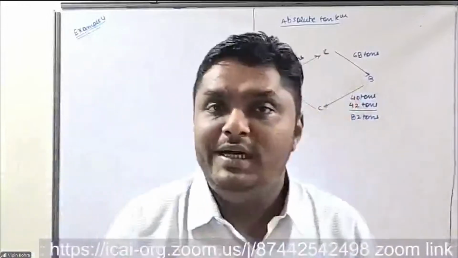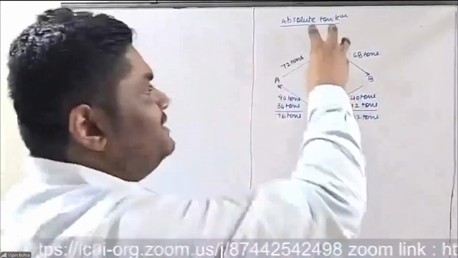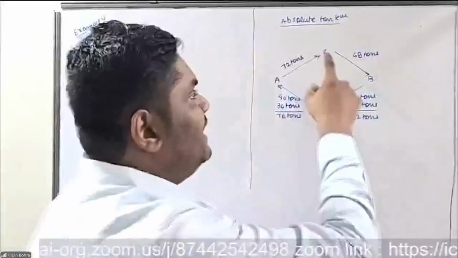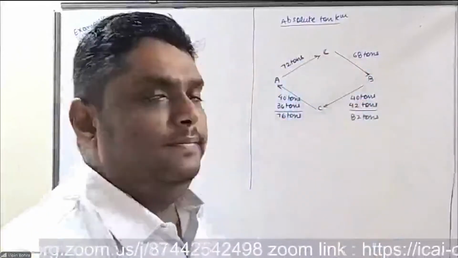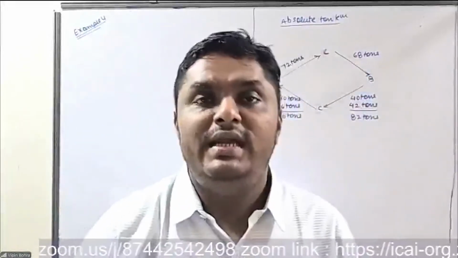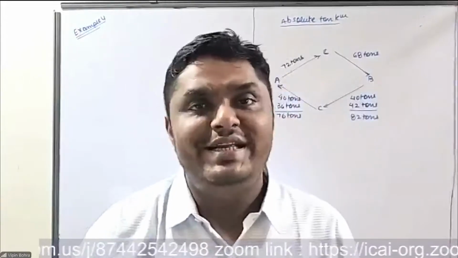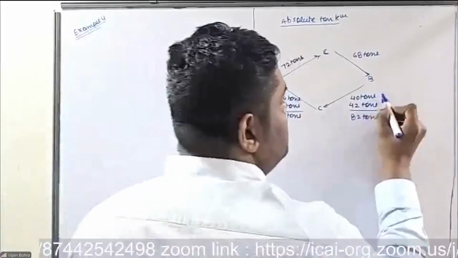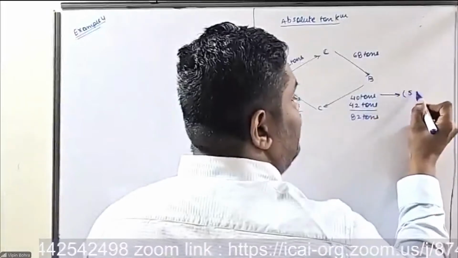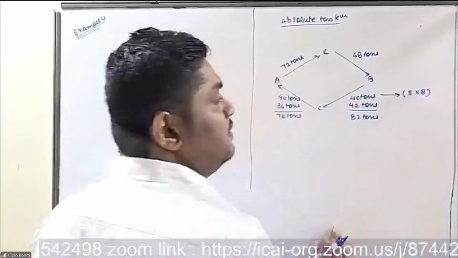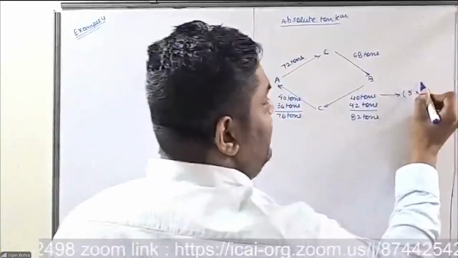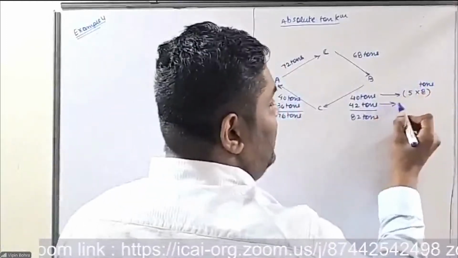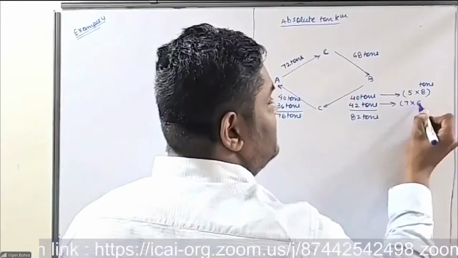But out of 72 tons, 4 tons were unloaded at city C. So it means only 68 tons were transported from city C to B. Now in the return journey, for the 5 times, they carried 8 tons above their capacity. And we are left out with 7 times, they carried 6 tons.